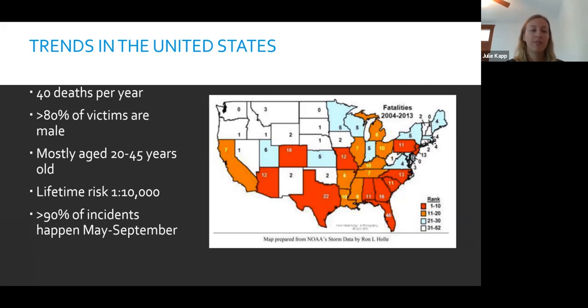Over 80% of the victims are male. They're mostly aged 20 to 45 years old. Over 90% of the incidents happen from May to September. And in the US, the lifetime risk of getting struck by lightning is about 1 in 10,000.